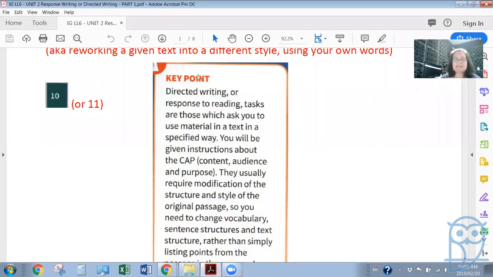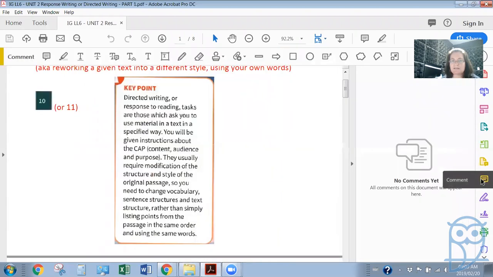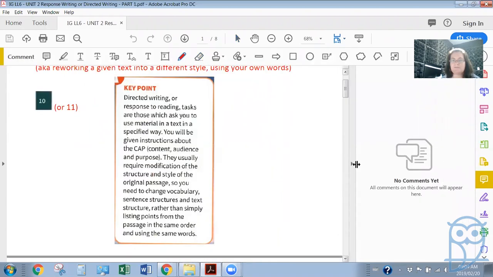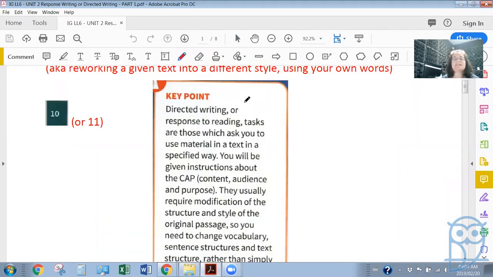Key point. Directed writing or response to reading tasks. I'm just going to bring up my little pen here to be able to comment. Sorry, give me a moment. Okay, here we go. Right, so directed writing or response to reading tasks.